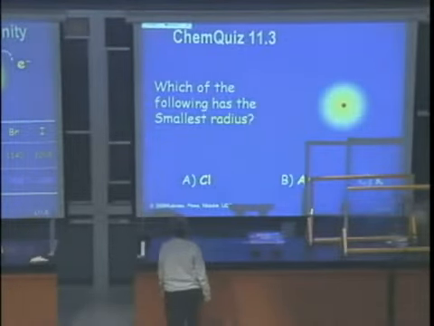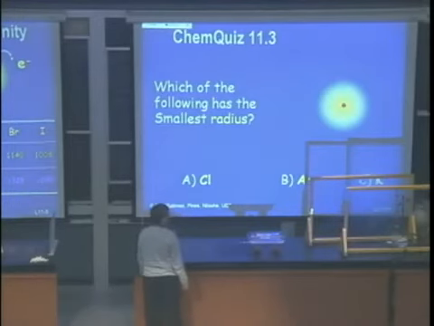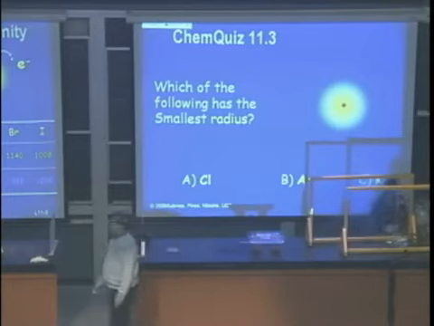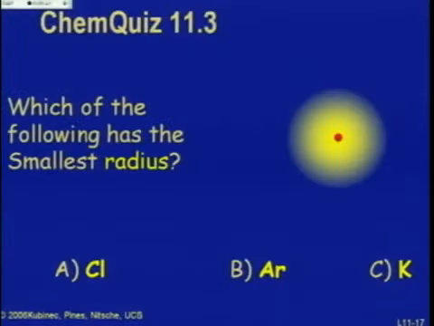So, I don't think I have time for that. Do I have time for that? Yeah, I do. Let's do this quickly. Which of the following, can you read this here? Which of the following has the smallest atomic radius: chlorine, argon, or potassium? Give me a quick answer on that because I have a nice experiment for you.